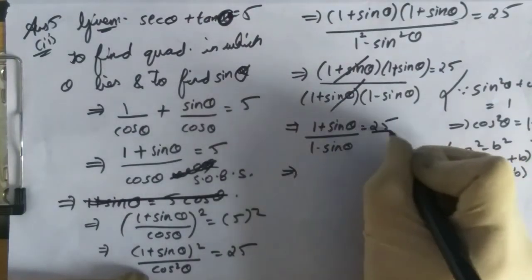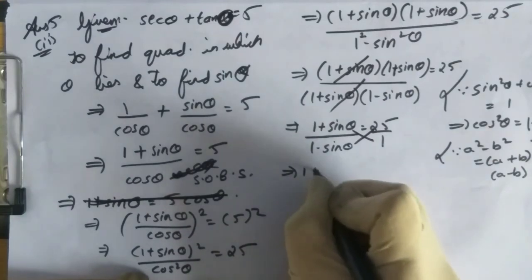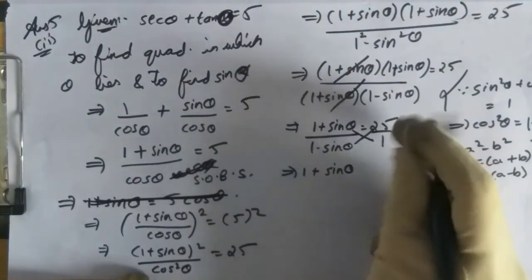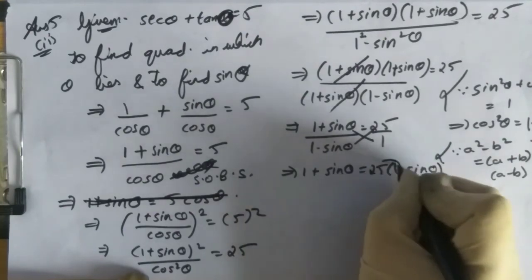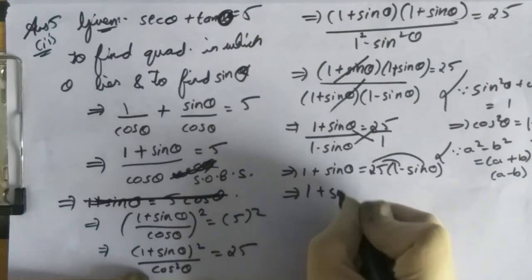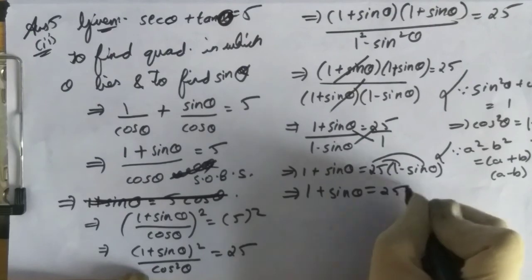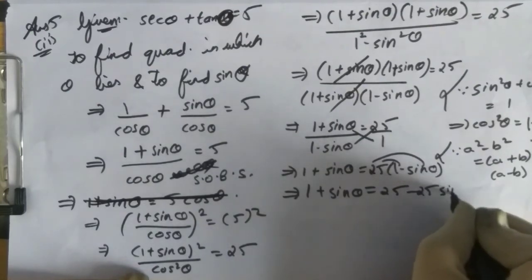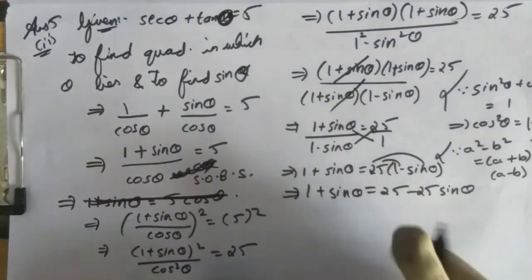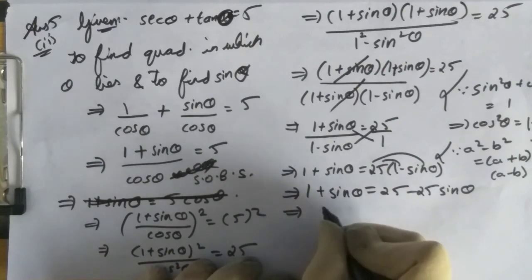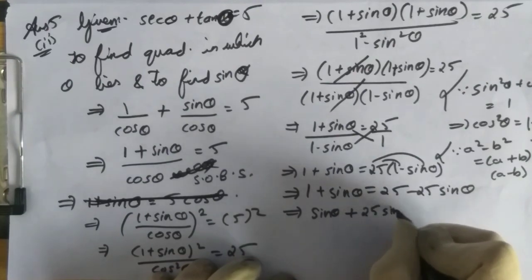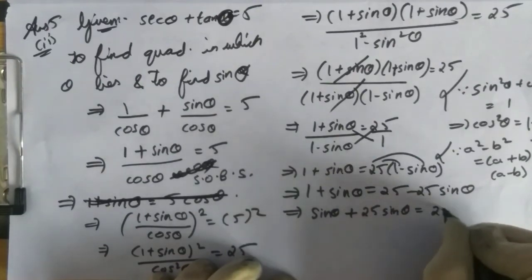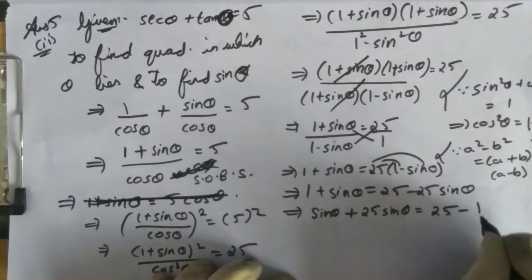Now this can be written as 25 by 1. So cross multiply. 1 plus sin theta into 1 is 1 plus sin theta. 25 into 1 minus sin theta. So here I have 1 plus sin theta is equal to 25 into 1 is 25 minus 25 into sin theta is 25 sin theta. Now bring sin theta on one side and numbers on one side. So we'll have sin theta as it is, minus 25 sin theta if it comes this side plus 25 sin theta is equal to 25 as it is, plus 1 if it comes this side minus 1.